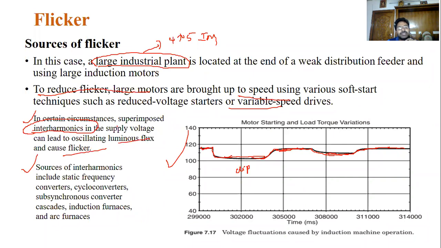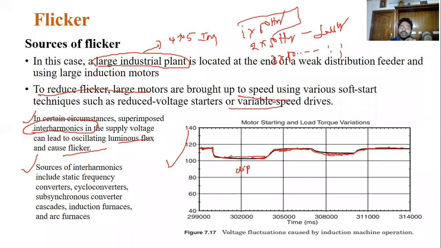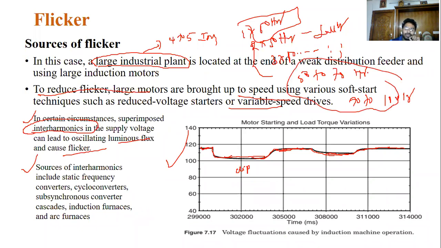What are interharmonics? Interharmonics are not integer multiples of the fundamental frequency. You know the frequency levels: 1 into 50 hertz is the fundamental, 2 into 50 hertz and 3 into 50 hertz are the harmonics. These are the integer multiples. But what are interharmonics here? For example, from 50 to 70 hertz, or 70 to 100 hertz. These are called interharmonics.